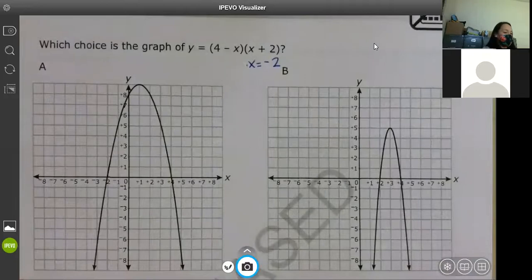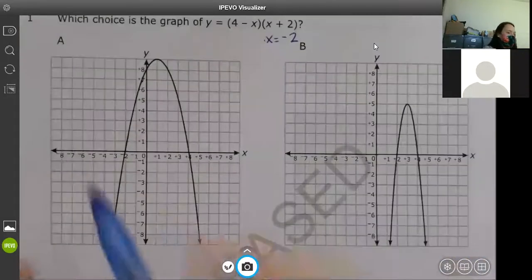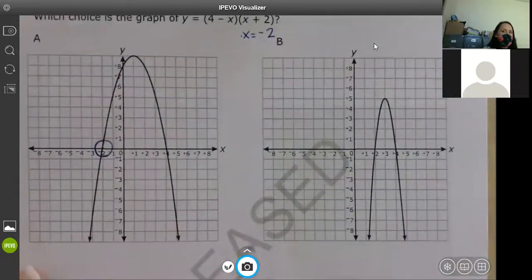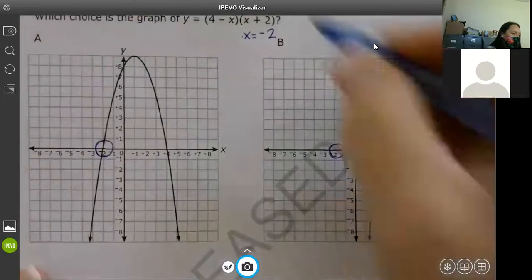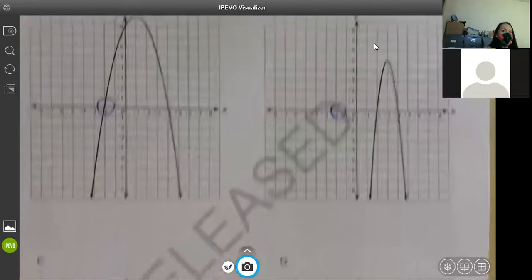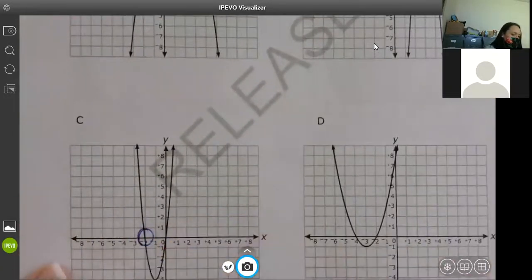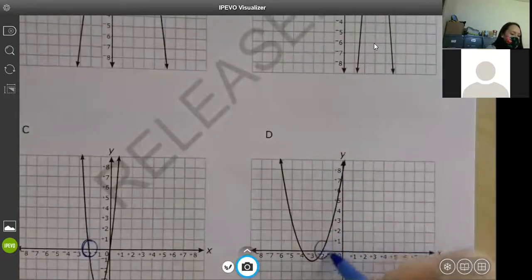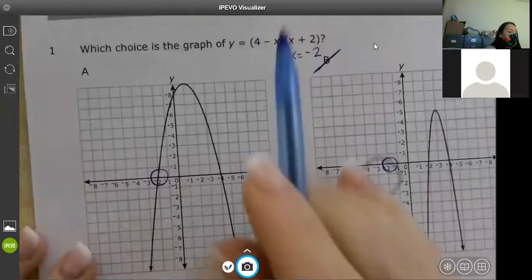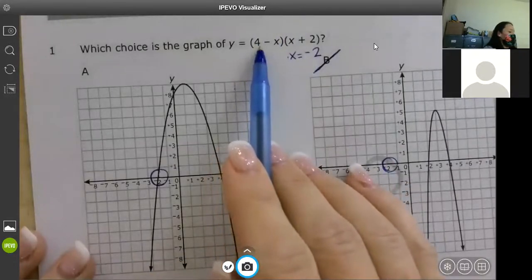So we have to make sure that this graph crosses x at -2. So if we look at A, it does cross at -2. B does not cross at -2, so we can eliminate that one. C does cross at -2. And then D does cross at -2. So we eliminated one, that's not bad. But the thing is, they try to trick you here because they wrote this one backwards. Okay, they wrote it backwards.